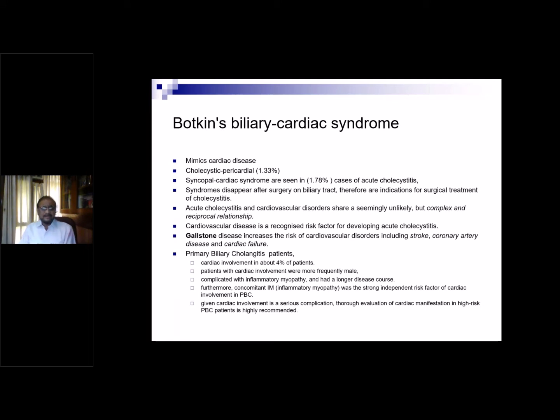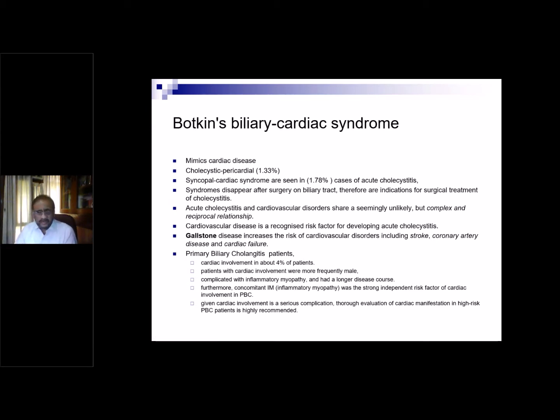Now, coming to the second variant, the Botkin's biliary cardiac syndrome. This may appear to be a very bombastic terminology, but just to make you understand, it basically involves some kind of relationship between the cardiovascular system and the biliary system. This relationship is complex and reciprocal between acute cholecystitis and cardiovascular disorder, so it works both ways. Cardiovascular disease is a recognized risk factor for developing acute cholecystitis, and gallstone disease is an increased risk factor for cardiovascular disorder.